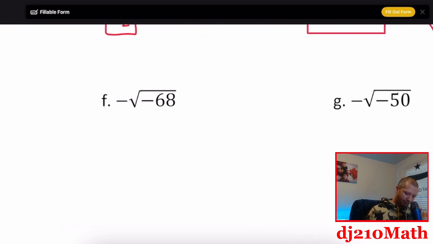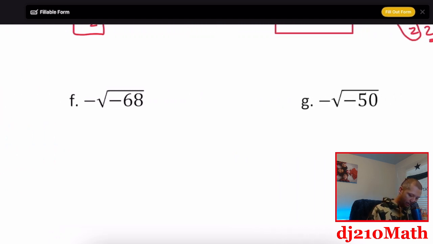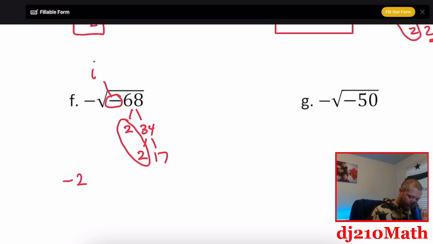F. Negative under the square root comes out as an i. So negative i out front. This becomes 2, 34. 34 is 2, 17. Pair of 2s comes out as a single 2. So negative 2. We could write the i now if we wanted. Root 17. Or you could put the i in the back. It doesn't matter where the i is. If the i is in front or the i is in back, it doesn't matter. The i is outside. That's what truly matters.